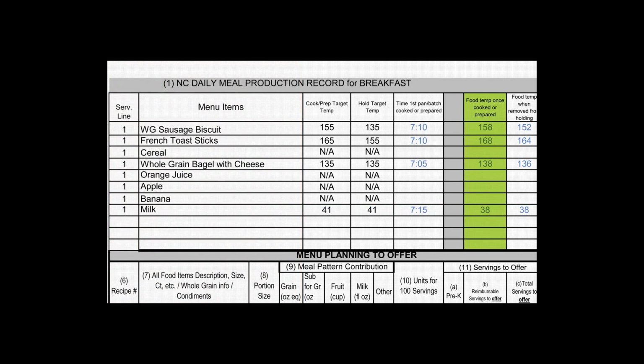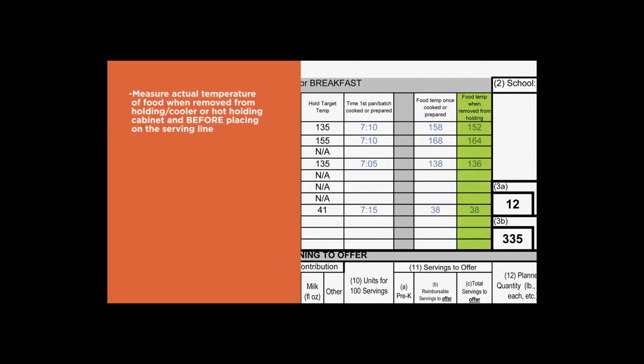In summary, the temperatures recorded in this column should be the end cooking temperatures for menu items that have reached the cook target temperature or the temperature of cold foods when preparation is completed. Measure the actual temperature of the food when it is removed from the cold holding cooler or hot holding cabinet and before it is placed on the serving line.